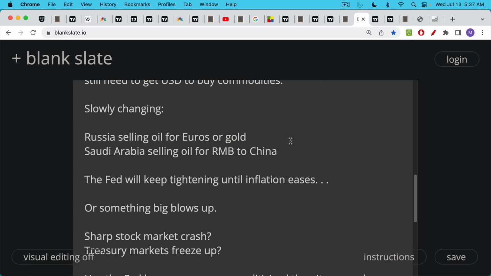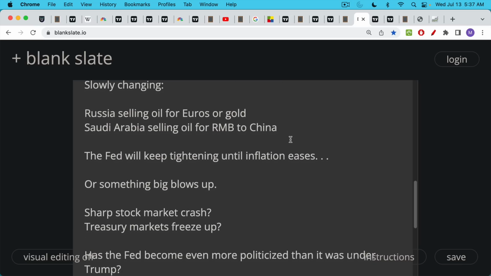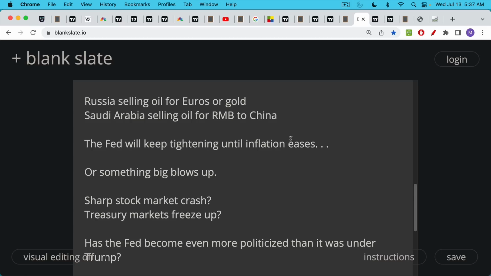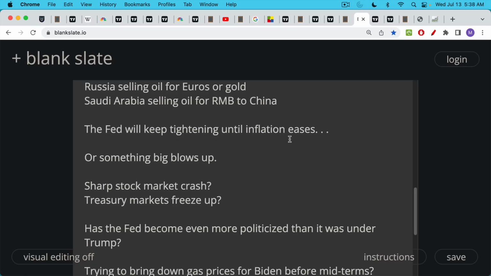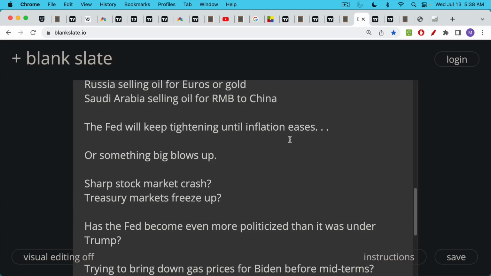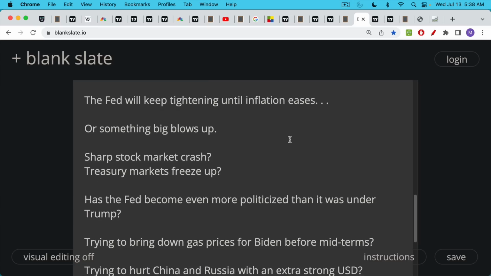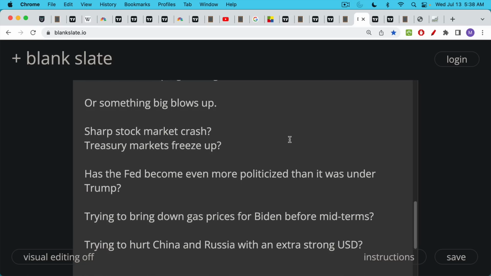Now, what's going to happen with the Fed? We'll see what the inflation number is today, but the Fed will keep tightening until inflation eases or until something big blows up, whether it's a sharp stock market crash, whether it's the treasury markets freezing up. It's hard to say. Has the Fed become even more politicized under Biden than it was under Trump? This is a very good question because it was already very politicized with Trump putting pressure on Powell, and there's certainly enormous pressure on Powell now.